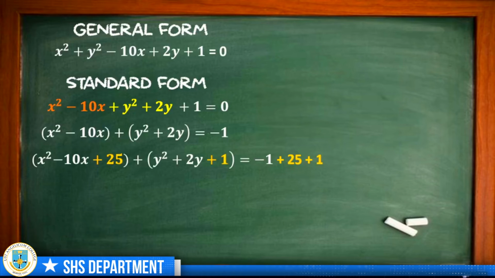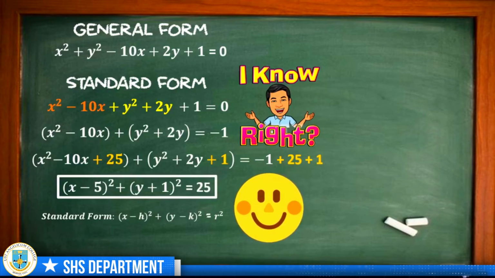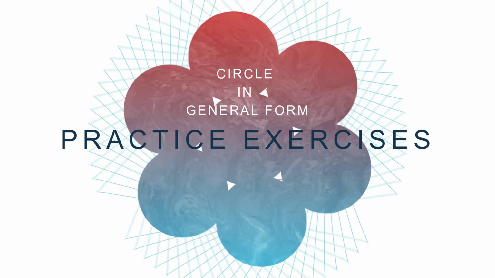While on the other side of the equation, we have negative 1 plus 25 plus 1. So that will give us a constant of 25. So the final answer becomes the quantity of x minus 5 squared plus the quantity of y plus 1 squared is equal to 25. At this point, you will be given some practice exercises.